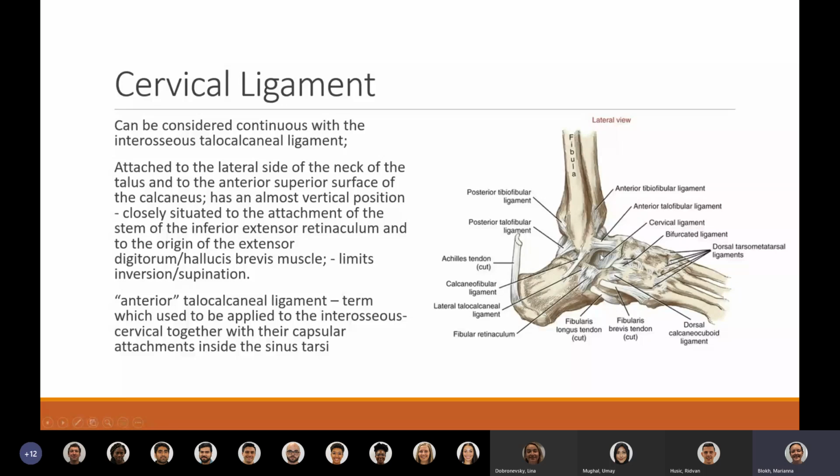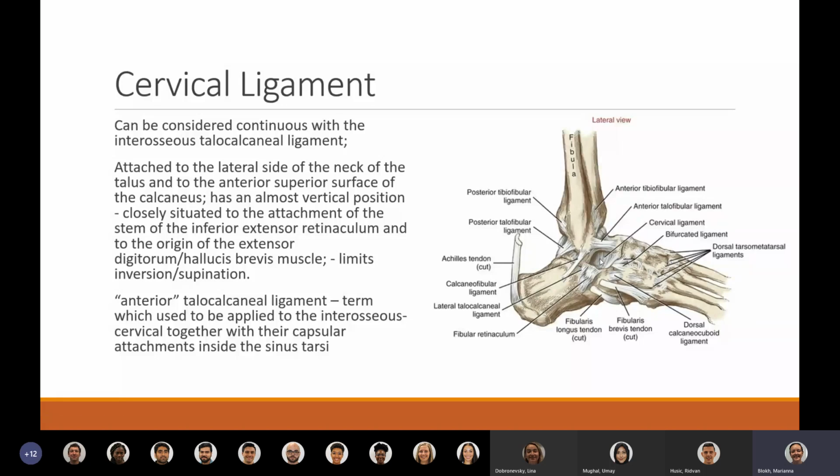So this interosseous talocalcaneal ligament, the portion that peeks out that you can see surgically without opening up the subtalar joint, the interosseous ligament within the sulci, that portion is usually called the cervical ligament. So technically it's a continuation of the interosseous ligament, but it's the portion that is visible when you do surgery in the area and you could see it. So that's the cervical ligament. So they're all continuous, okay?